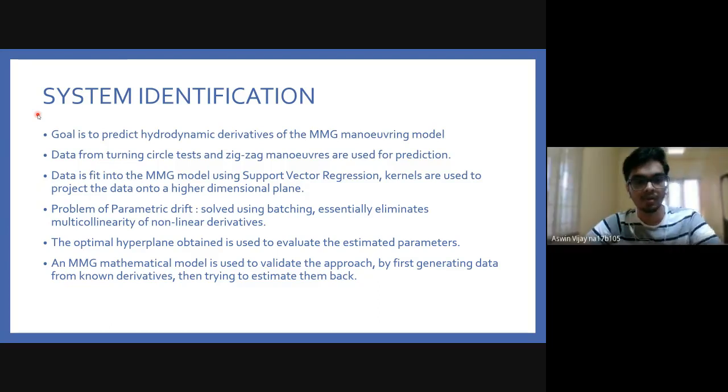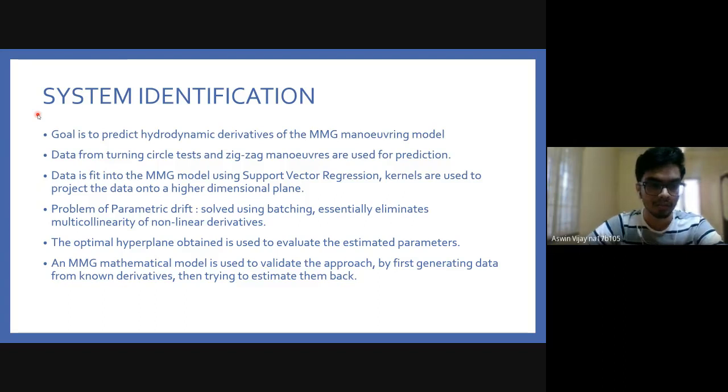Okay. So the data is fit into the MMG model using support vector regression, and by using support vector regression, we can use something called kernels, which essentially project the data. The data consists of the velocities and rates from the zigzag and turning circle maneuvers. They are projected into a higher plane so that they can be separated more easily by the support vector regression.